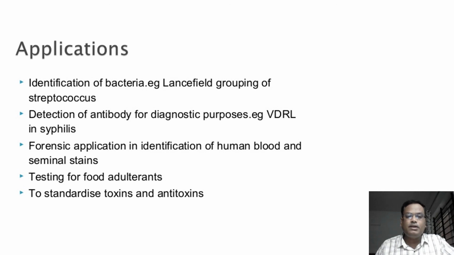Detection of antibody for diagnostic purposes, for example, VDRL in syphilis. Identification of syphilis, in the VDRL technique, the same process is used. The antigen antibody reaction, that concept is utilized here. Forensic applications in identification of human blood and seminal stains. The blood group of the person is identified with the help of antiserum.